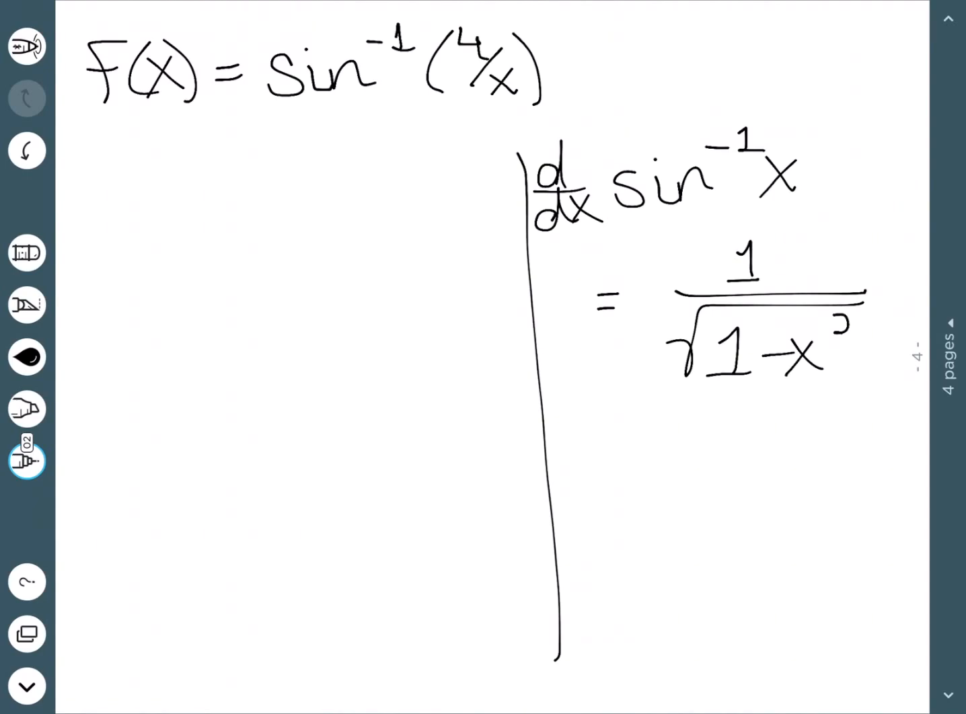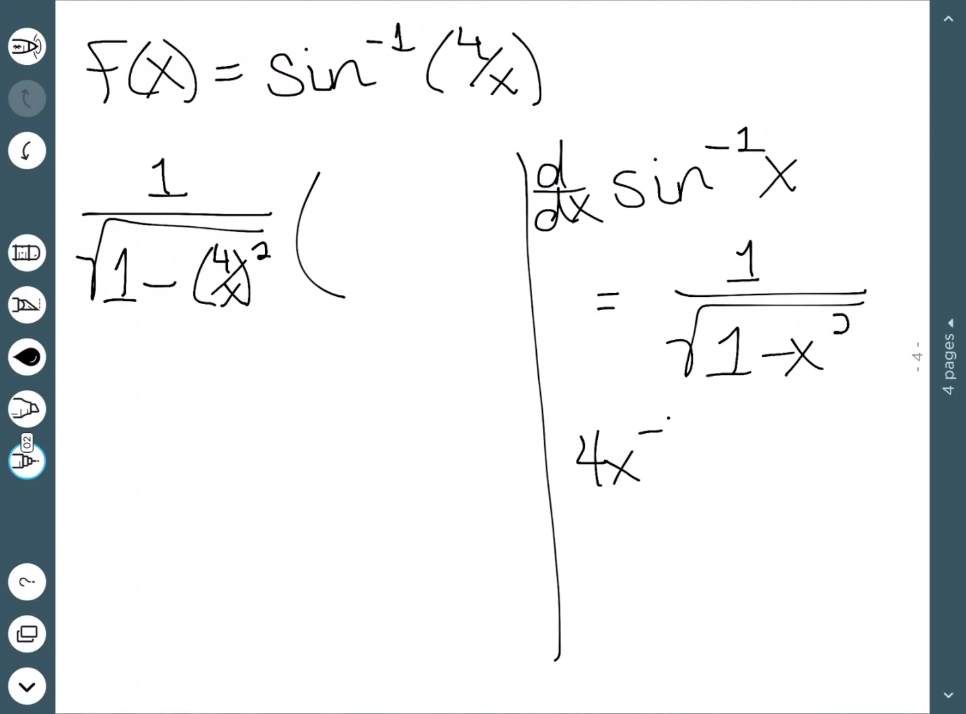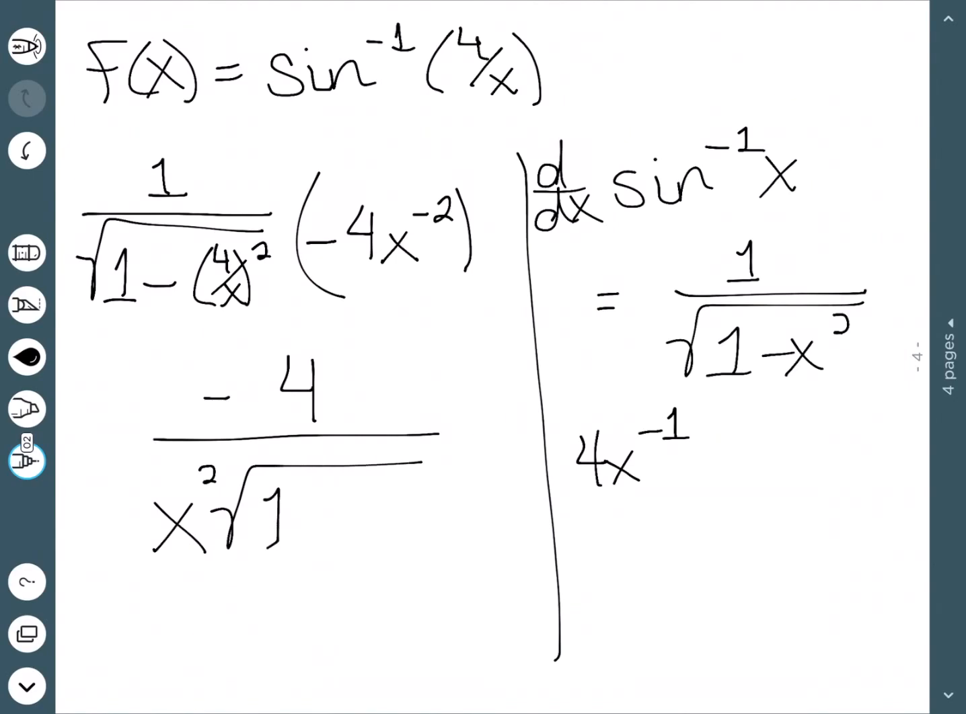So we're still going to have the derivative of inverse sine, 1 over the square root of 1 minus, instead of x squared, 4 over x squared. And then I need to multiply by the derivative of the inside. The derivative of the inside, it may help to rewrite it as 4x to the negative 1. We would bring the exponent out front and subtract 1. So if we rewrite this, I would have negative 4 over x squared times the square root of 1 minus 16 over x squared. Let's do another one.